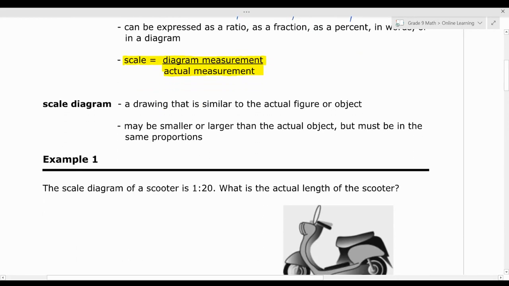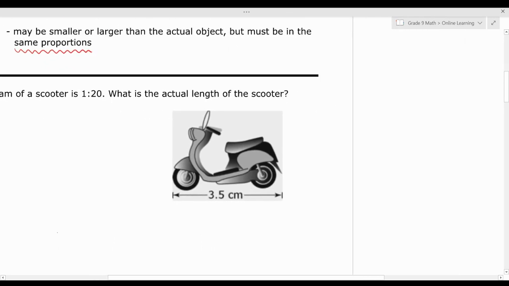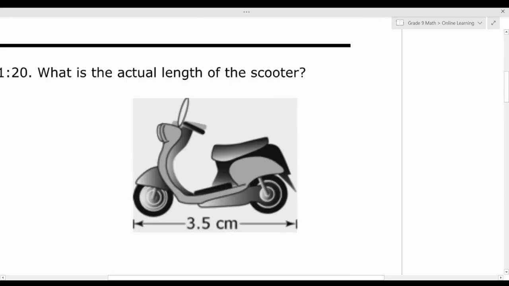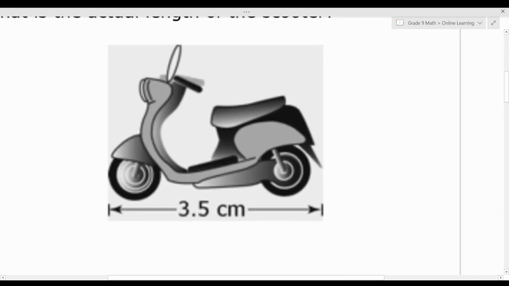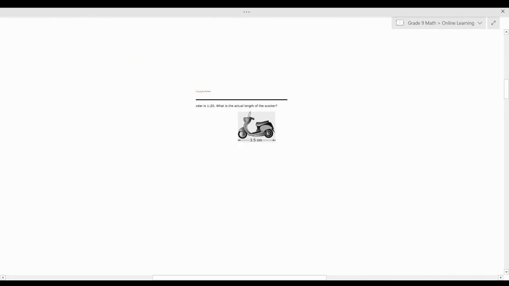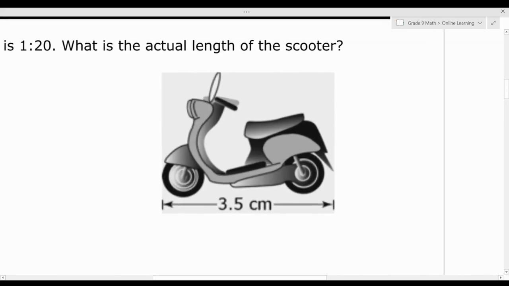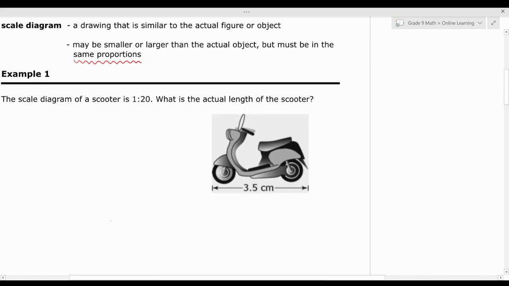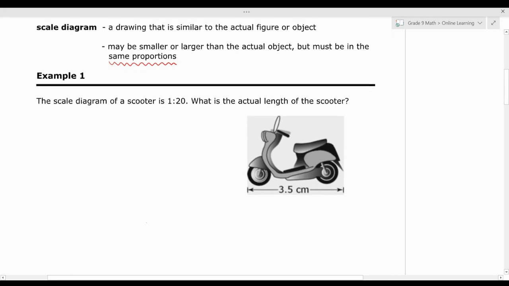Okay, and then a couple things about scale drawings. Key takeaway is a scale drawing is going to be either smaller or larger than the actual, but really important, it has to have the same proportions. So if I look at this scooter picture, if I were to zoom in, make the scooter bigger, or zoom out, make it smaller, I've maintained all the proportions. So it has the same proportions whether it's zoomed in or zoomed out.